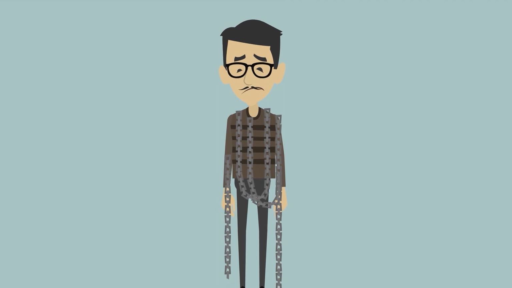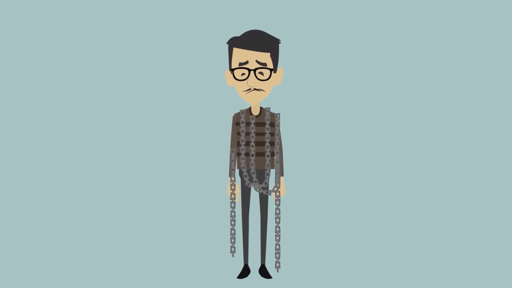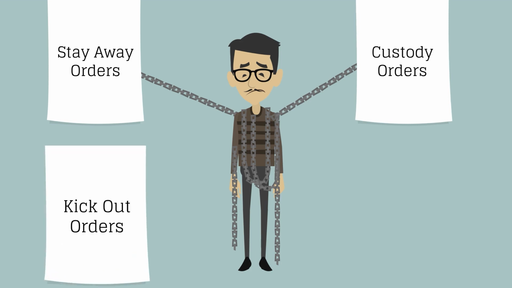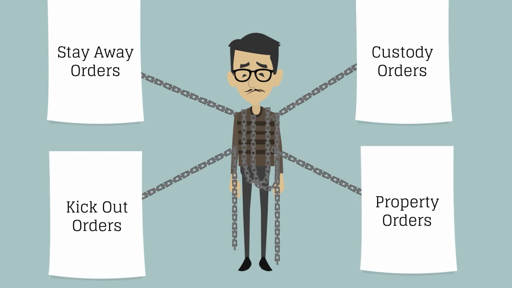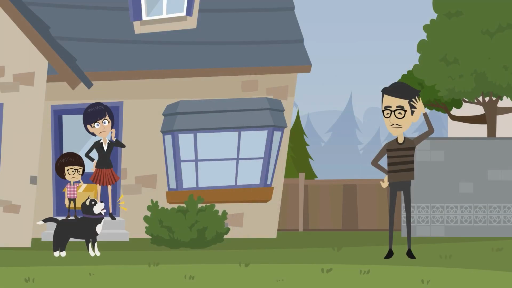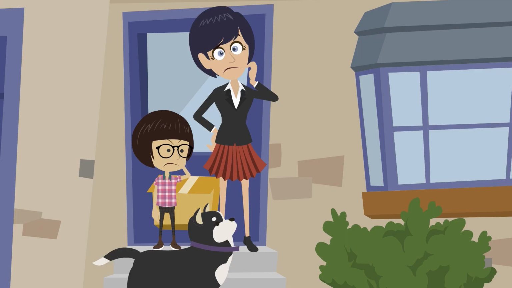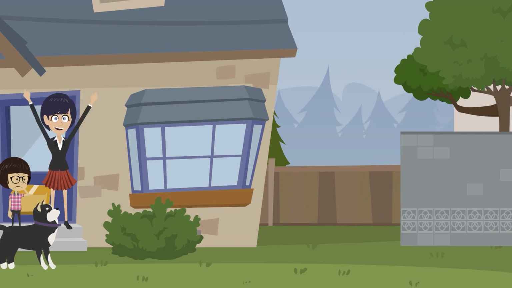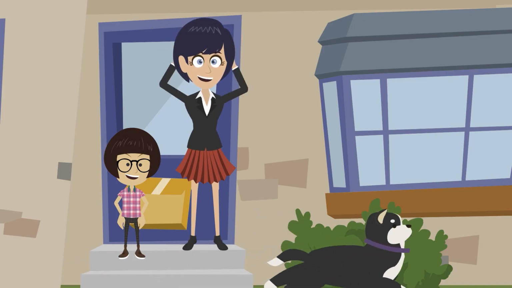These temporary orders can include orders on the following issues: 1. Stay-away orders. 2. Custody orders. 3. Kick-out orders and other property use orders. 1. Stay-away orders may order the restrained person to stay away and have no contact with the protected person, as well as the party's children and other protected people and family pets.